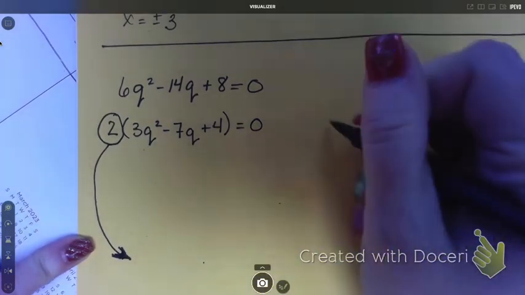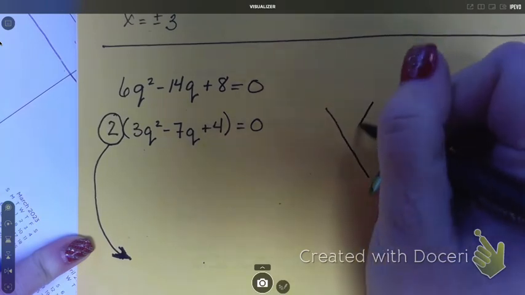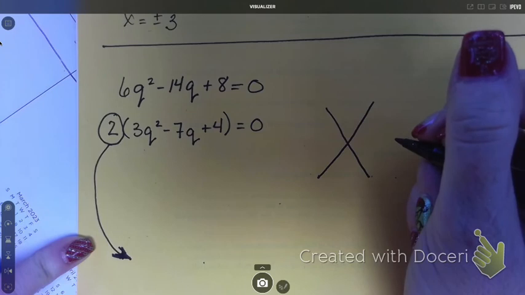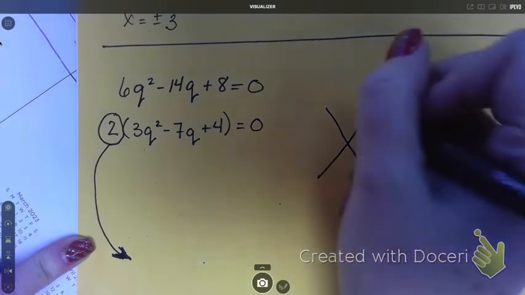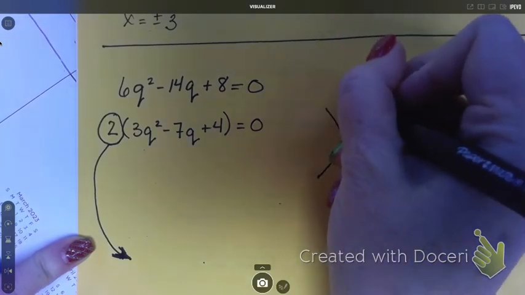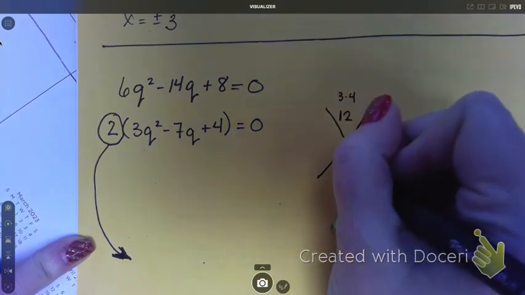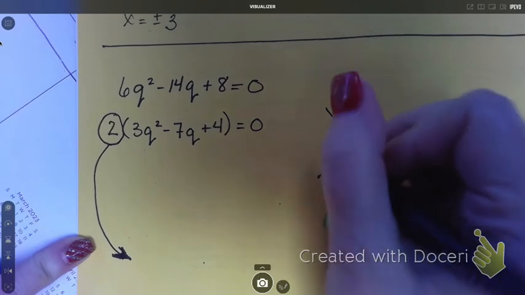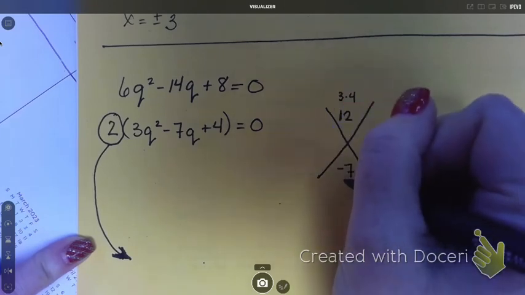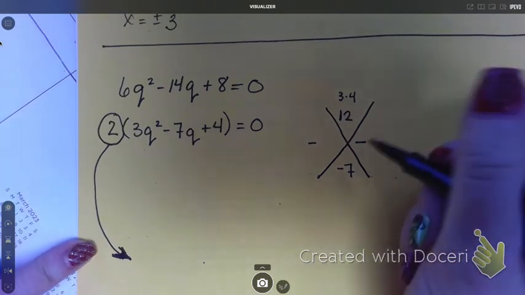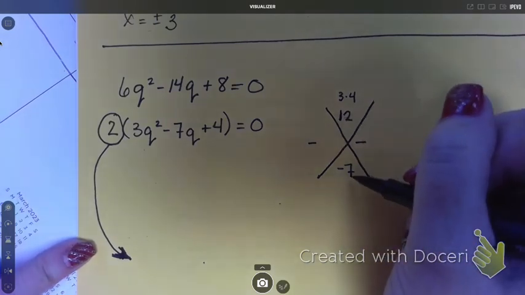So, make my X. What goes on top? 12, because it's 3 times 4. What goes on bottom? Negative 7. So 12 is positive, so it's going to be negative and negative. And what factors of 12 add to 7? 4 and 3.